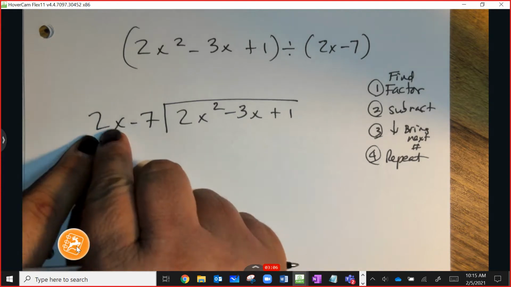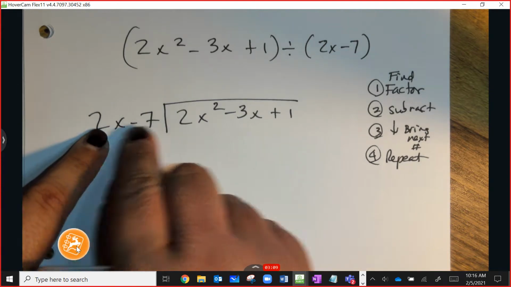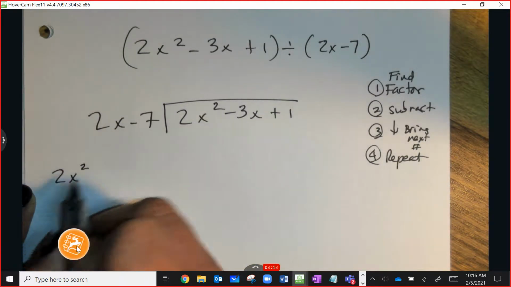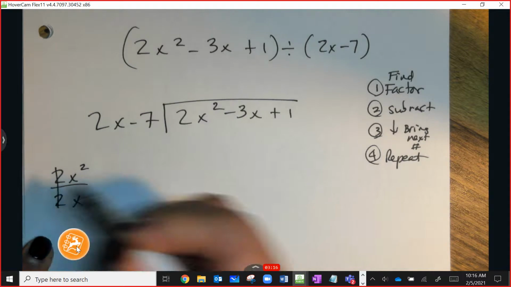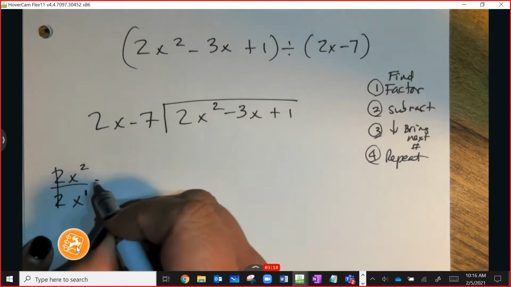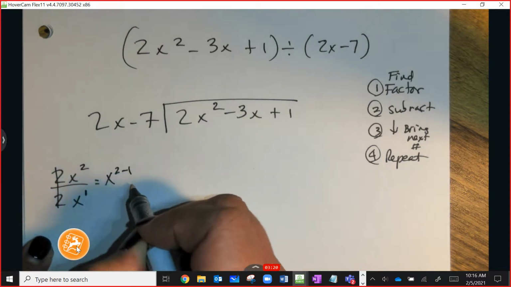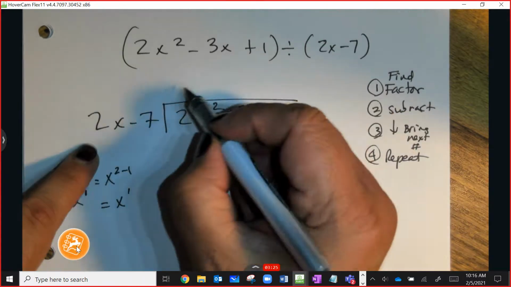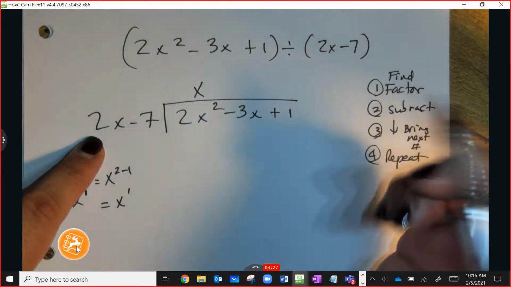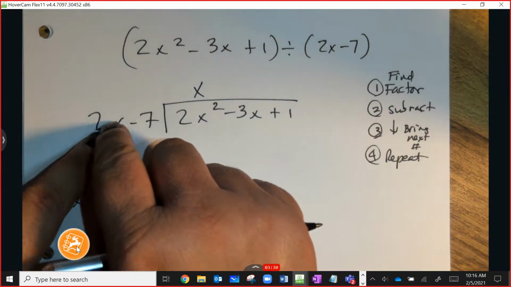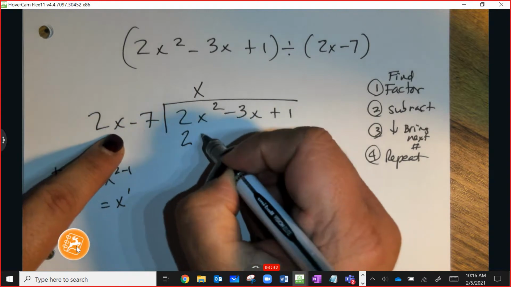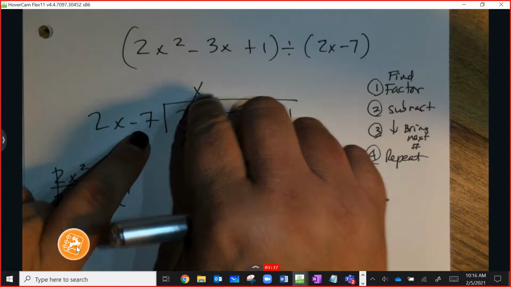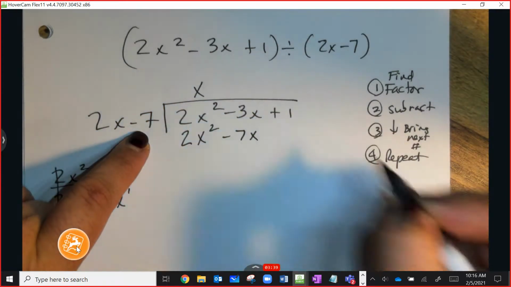So 2x, what do you have to multiply by 2x to get 2x squared? So again, you can take it like this. Okay, these cancel, and then there's a 1 here, so that's x to the 2 minus 1, which is equal to just an x. Okay, so all I need is an x up here. Let's try it. 2 times x is 2x squared. Perfect. Don't forget the second term. Negative 7 times x is minus 7x.